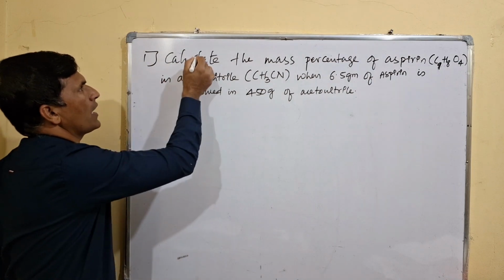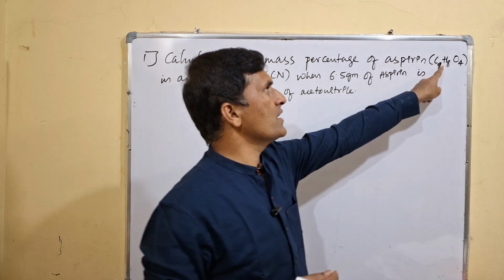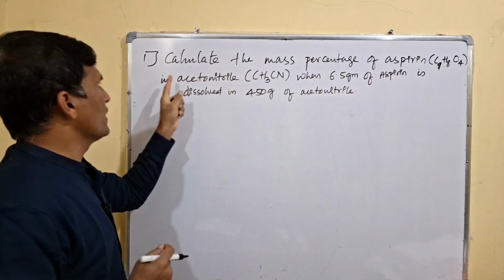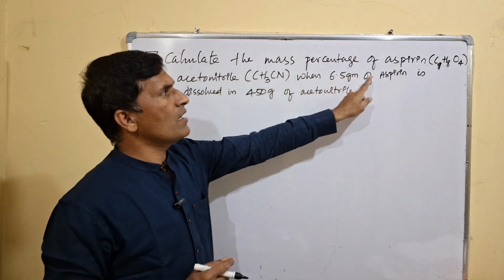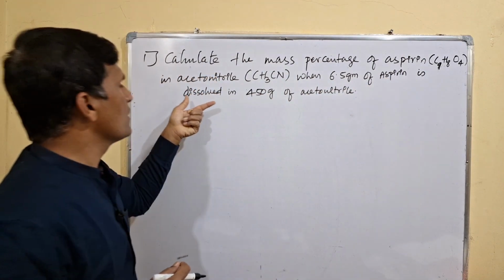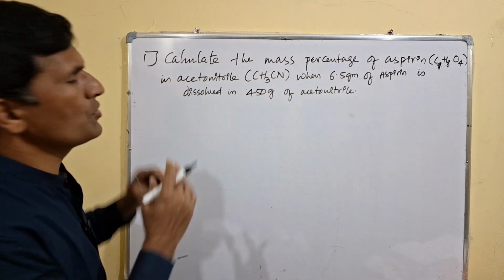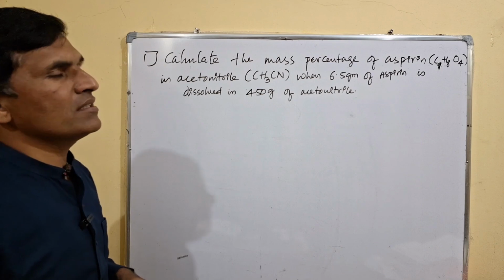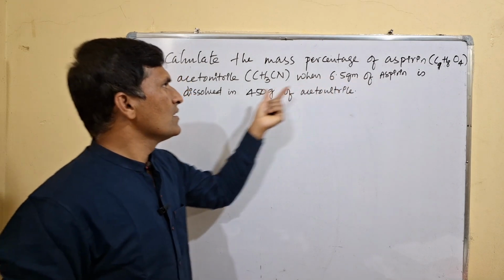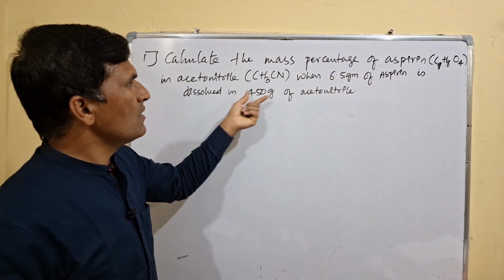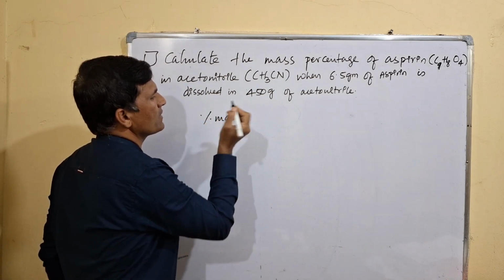First problem is: calculate the mass percentage of aspirin, whose molecular formula is C9H8O4, in acetonitrile, whose molecular formula is CH3CN, when 6.5 gram of aspirin is dissolved in 450 gram of acetonitrile. Okay, you should read the question carefully. What is being asked: mass percentage. The mass of the aspirin is given, and mass of the acetonitrile is given. So therefore, percentage mass is equal to, formula we will make, right?